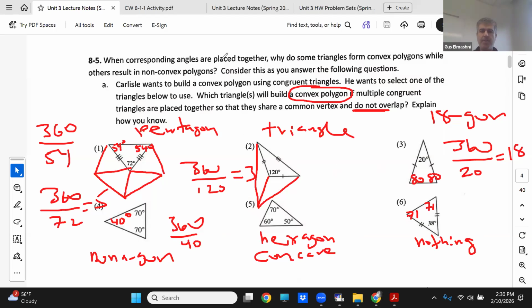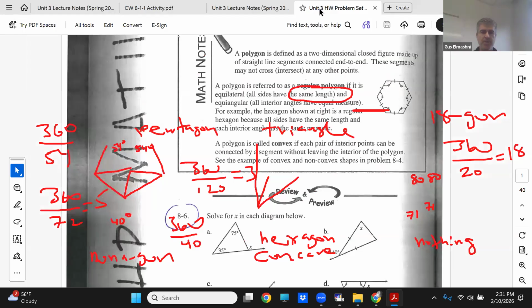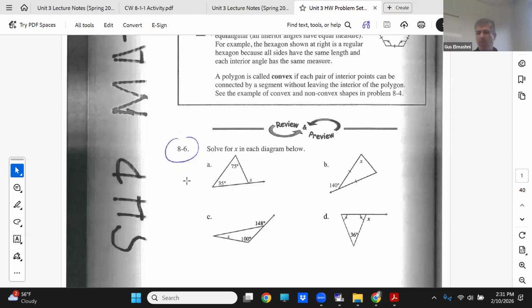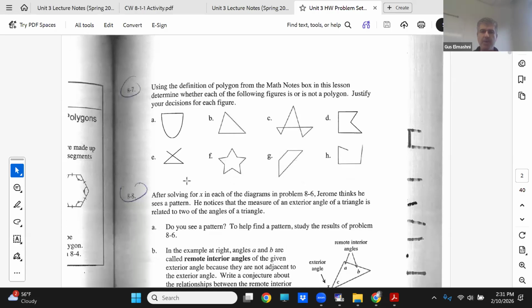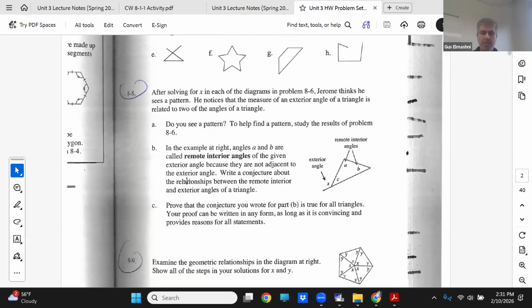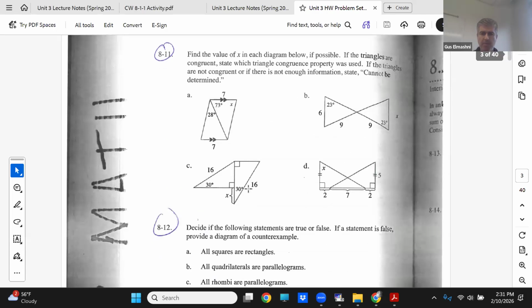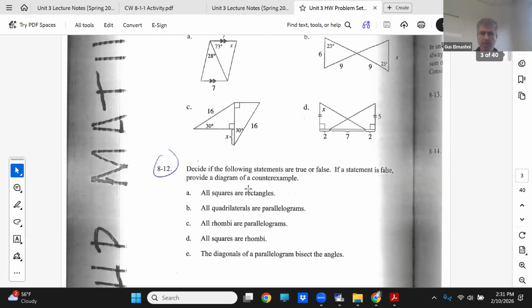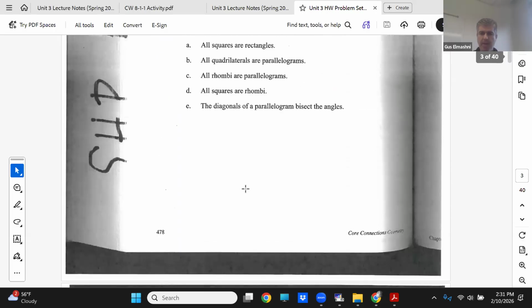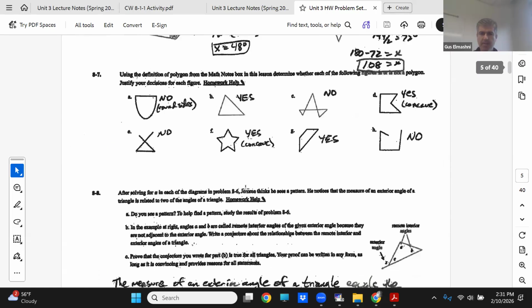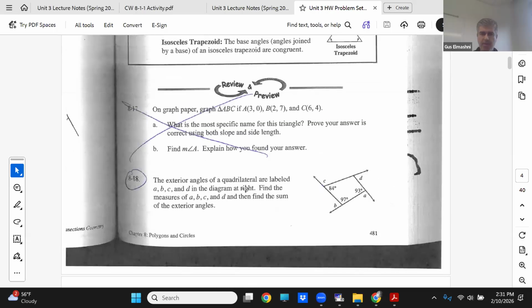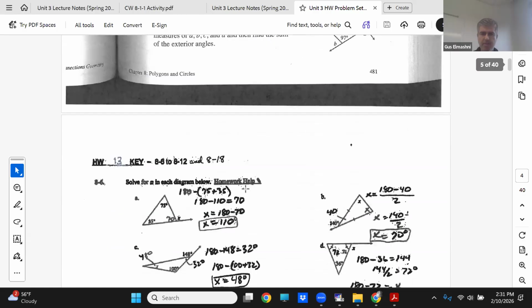So the homework, let's just talk about that real fast. It's going to look like this here. A lot of it should be pretty straightforward, like, hey, let's just find X, right, for all these triangles. 8-7 is asking you to name these shapes. 8-8 is more just on angles. 8-9 is saying the relationship, that should be pretty obvious. 8-10 is more on the same stuff we talked about. 8-11 is review of just triangles in general. 8-12 we already talked about. That was kind of on the test. And then 8-18 is right here. And the answers show up.